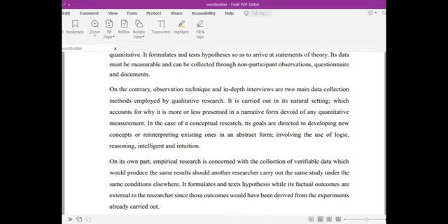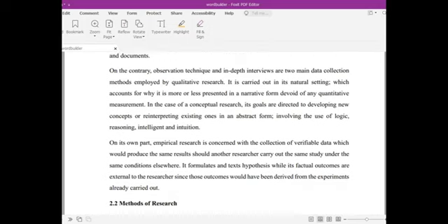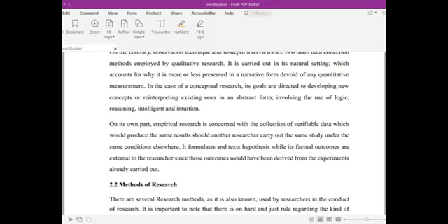Let's take that again. On its own part, empirical research is concerned with the collection of verifiable data, which would produce the same results should another researcher carry out the same study under the same conditions elsewhere. It formulates and tests hypotheses while its factual outcomes are external to the researcher, since those outcomes would have been derived from the experiments already carried out.